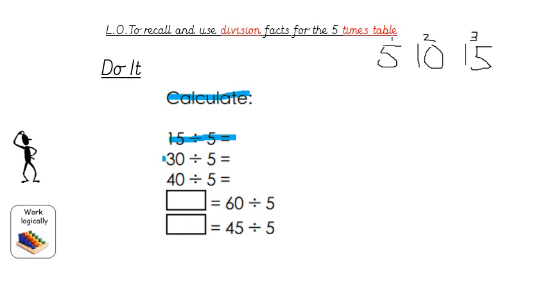The next one, we've got 30 divided by 5. 40 divided by 5. The next one is 60 divided by 5. But remember, when you're writing it, you're going to write the answer at the beginning. And the last one is 45 divided by 5. And again, you're going to write the answer at the beginning. Make sure you do write the answer at the beginning. Okay, so pause the video now and do your do it.